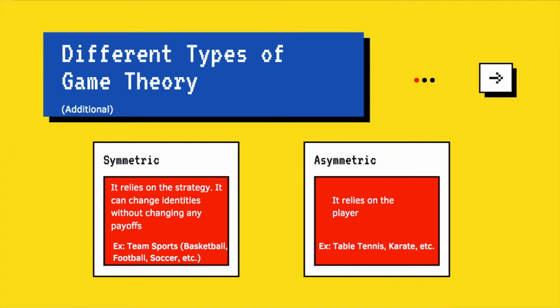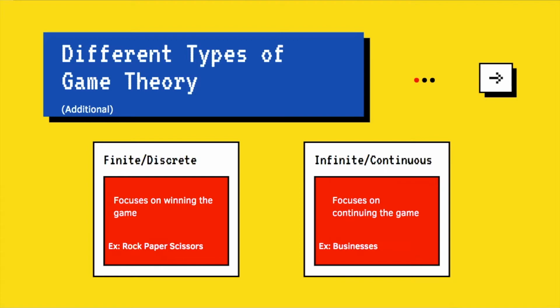Symmetric. It relies on the strategy, and players can change identities without changing any payoffs. For example, team sports like basketball, football, and soccer. Asymmetric. It relies on the player, such as table tennis or karate. Finite or discrete. It focuses on winning the game. Infinite or continuous. It focuses more on the continuing of the game. For example, business.